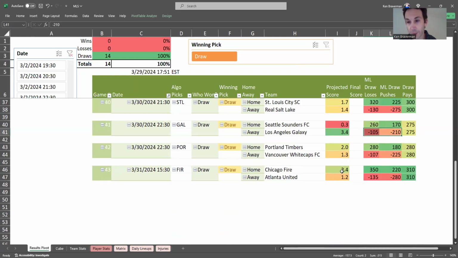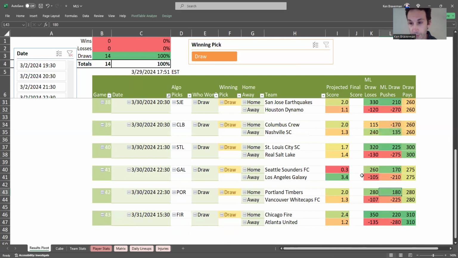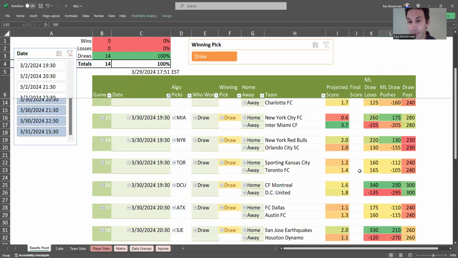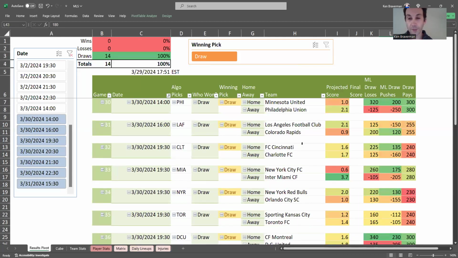A lot of the other games are pretty close, but it does say some things like a big underdog, Chicago Fire beating Atlanta United. Those are some really big underdog lines there. It's showing Portland Timbers over the Vancouver Whitecaps at an underdog line. It's just some interesting things to look at. We'll keep tracking how this works out as the season progresses. It did pretty well last year, especially as the season matured. So that is MLS soccer.